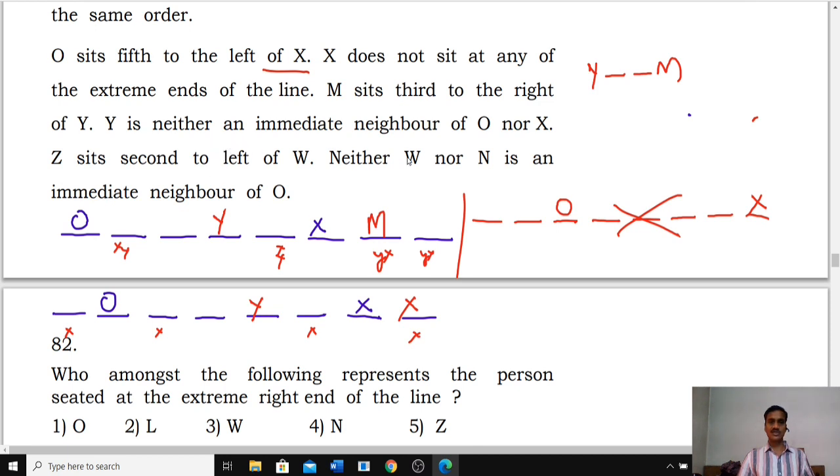The next one. Z sits second to the left of W. Z is seated second to the left of W. Z is here, W is here. Z and W can be like this, or N can be like this. Two possibilities are there. And neither W nor N is an immediate neighbor of O.